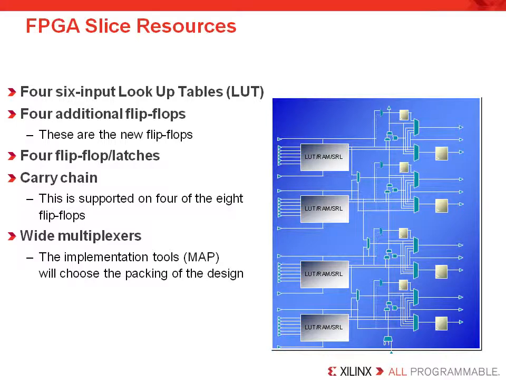Each CLB contains 2 slices. From this diagram, you can see that each slice has 4 LUTs, 4 flip-flops, and 4 flip-flops that can also be programmed as latches. We added the additional registers because the LUTs can be broken into 5-input LUTs, and this should help designs get more logic out of the FPGA design. The carry chain is supported on 4 of the 8 flip-flops. There are also dedicated muxes, which can be used to build larger multiplexers and save LUTs so your system can get higher speed.